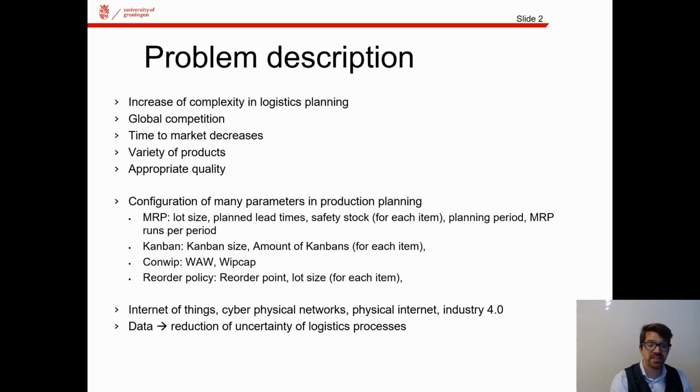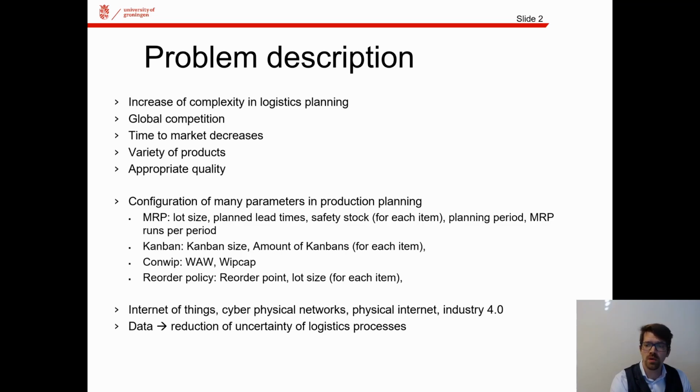Here you can see, for instance, the planning parameters for MRP. So we have here the lot size, the planned lead times, the safety stock. All 3 items are necessary to be planned for each item. So let's assume we have 10 items. Then you have to set up 30 items just for the MRP run.